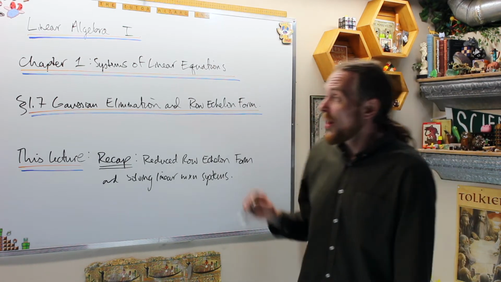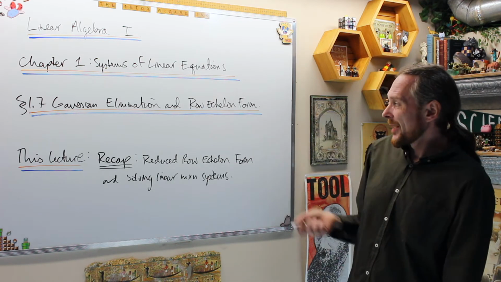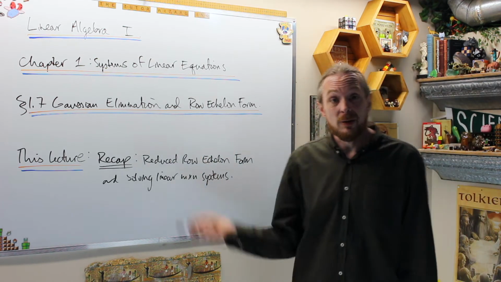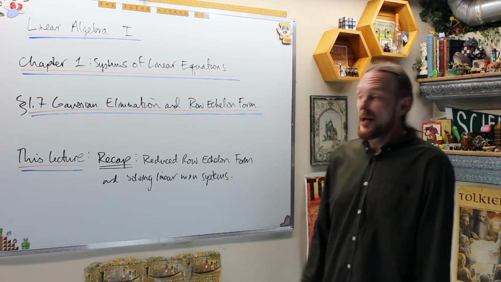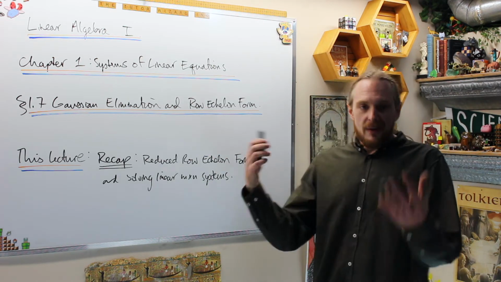We're doing Linear Algebra 1. This is Chapter 1, Systems of Linear Equations. 1.7 is Gaussian Elimination and Row Reduction. This lecture we're going to do a recap for 1.7.2, which is reduced row echelon form and solving some linear systems.